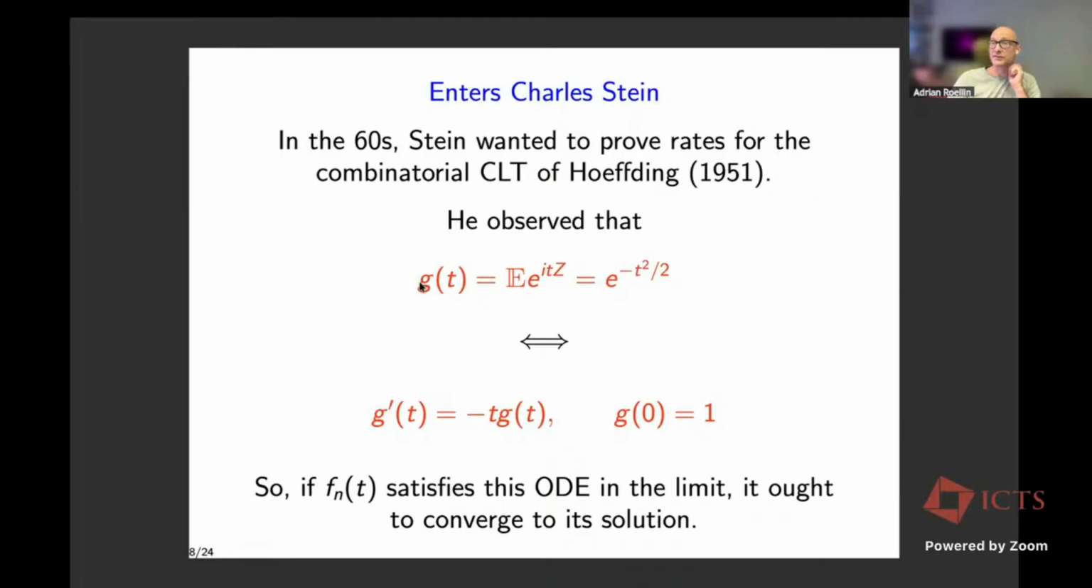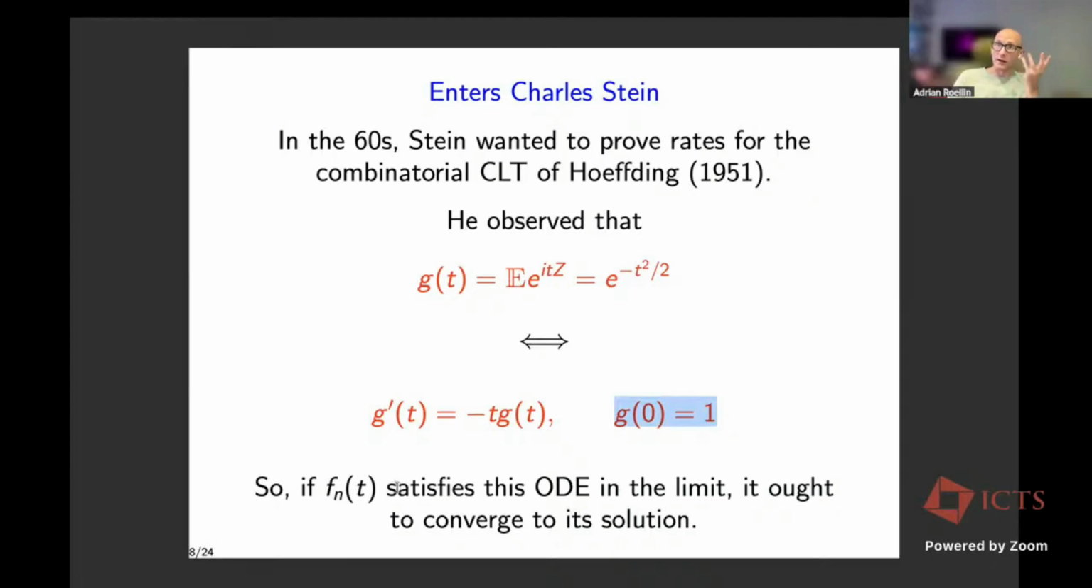If you write down the characteristic function of the standard normal, let's call that little g, that's e to the minus t squared over 2. Now he noticed that this function satisfies an ordinary differential equation. Of course, it's one of the simplest ODEs that we can write down. So that's g prime of t: the t comes out, and then of course we have the minus sign. We have the boundary condition that at 0 we need this function to be 1 because it's a characteristic function.